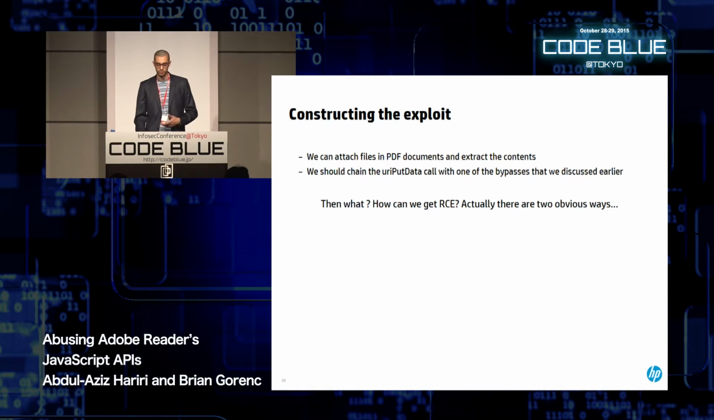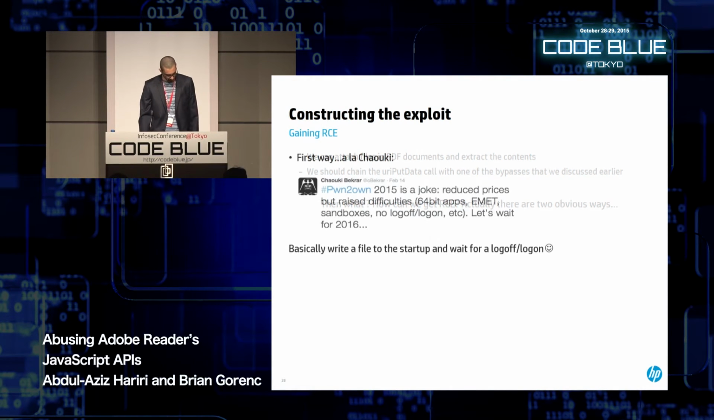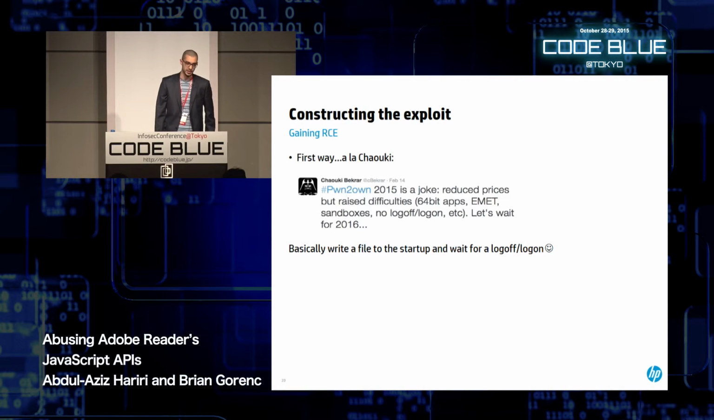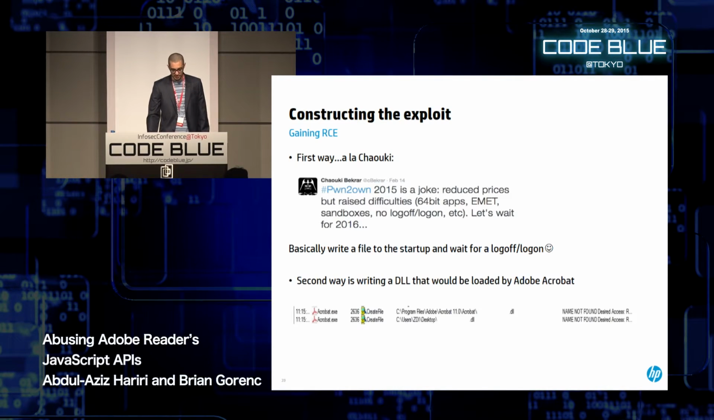So basically, there are two methods to do that. The first method, which we call the Startup method, is basically dumping a file on the startup of the profile. So you would need the target to log off and log in to get your code executed, or reboot the box or anything like that. And the second method is basically dumping a DLL and waiting for Acrobat to actually load that DLL. And we were able to achieve that one.